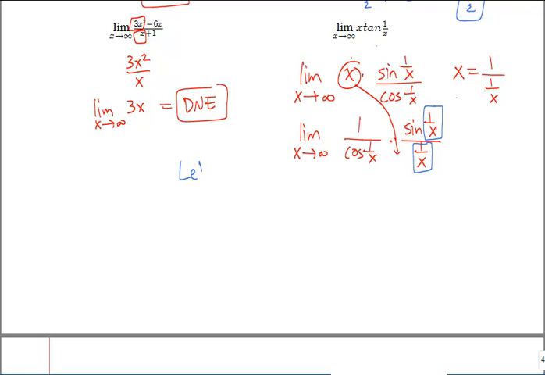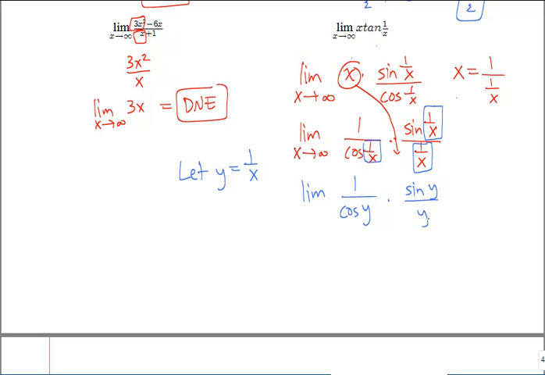So let's define a new variable y to be 1 over x. So that's going to turn this problem into 1 over cosine of, and here's that 1 over x, so that's going to turn into a y. And then this is going to become sine of y over y. So I'm trying to simplify the problem so that it looks much cleaner than what I started with.